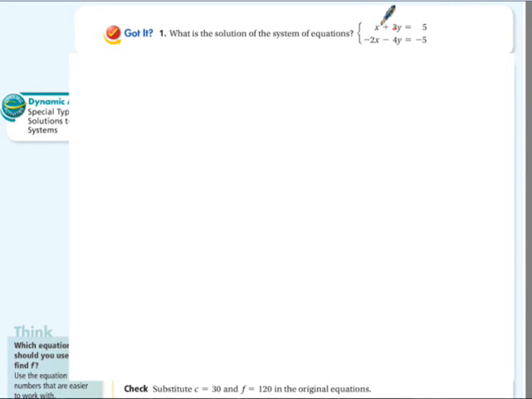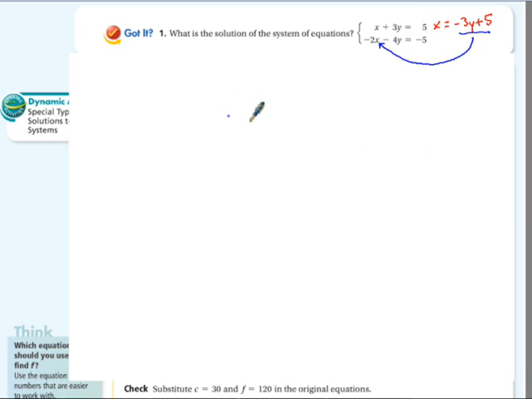So let's take a look at this one. On this system, you have to pick which equation would be the easiest to substitute into, or the easiest to solve for, excuse me. Here we have one lonesome x all by itself. So let's solve that one for x. We just subtract 3y from both sides, and I have x equals negative 3y plus 5. Then I'm going to substitute this into the other equation for the x value.